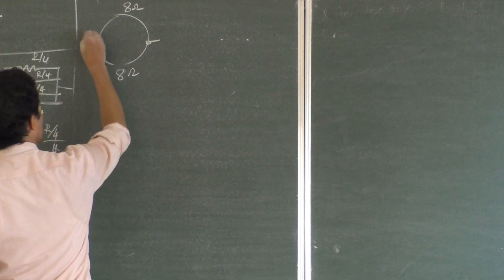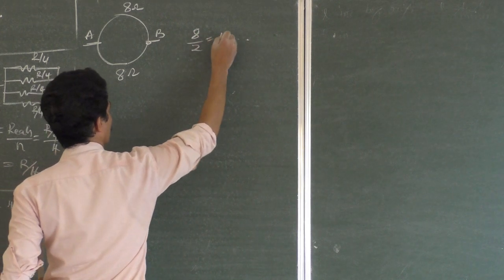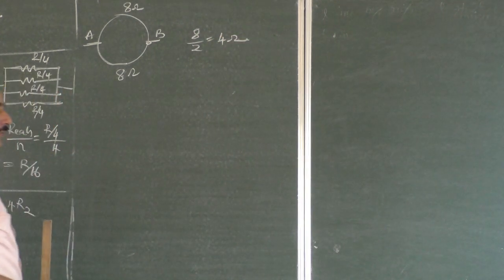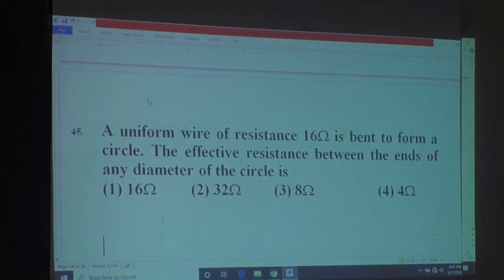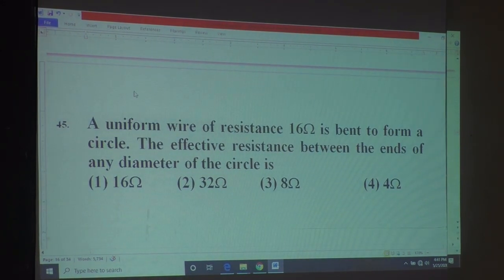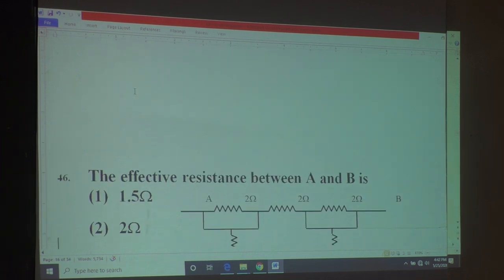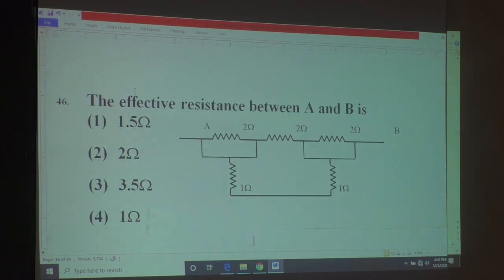Now, what is the resistance between two diametrically opposite corners? 8 parallel 8, 8 by 2, 4 ohm. Right? The answer is the fourth option, 4 ohm. The resistance between two diametrically opposite corners is 4 ohm, because even though the total wire resistance is 16, when it is bent into the form of a circle, each half circle will have 8 ohm resistance. So they are in parallel since they are in the form of a circle. So it is 8 parallel 8, 4 ohm, option 4. Yes. Now, the effective resistance between A and B.